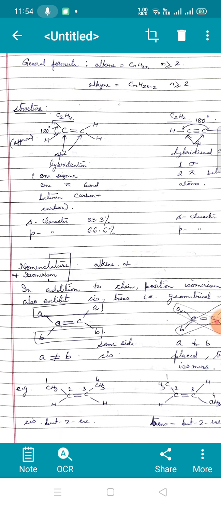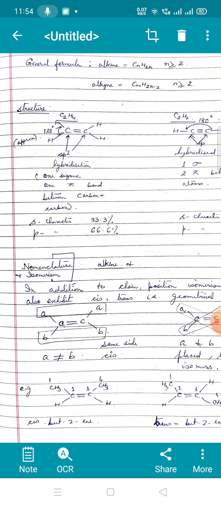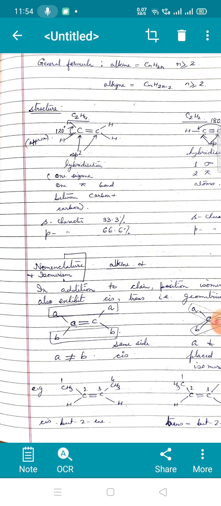Now let us discuss nomenclature and isomerism in alkenes. So you see, in addition to chain and pi position isomerism, which was shown in alkanes also, alkenes exhibit a new type of isomerism called cis-trans isomerism, that is coming under geometrical isomerism. Now what is cis-trans isomerism?